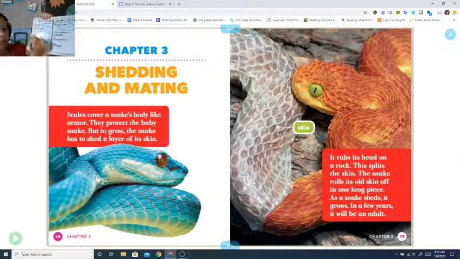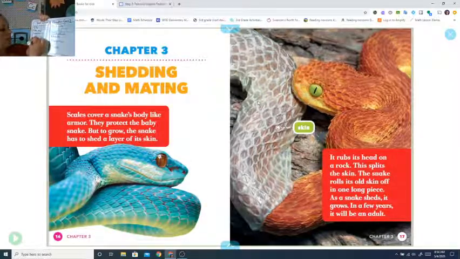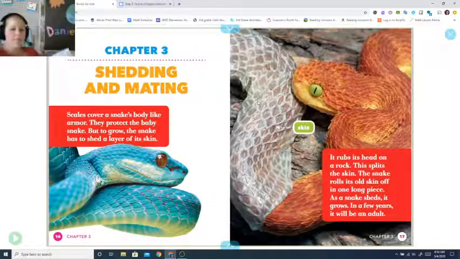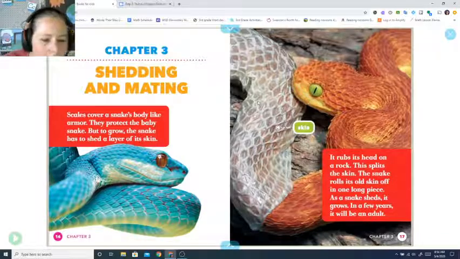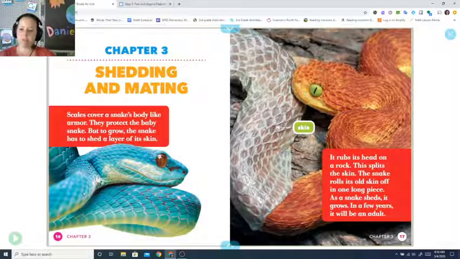So this one is called Shedding and Mating. Okay. So we've got that there. We've got our pictures. Ooh, I really like this blue-green color of this snake. That's really, really pretty. This orange one's pretty too. Both of those together are really pretty. So we've got those pictures of those snakes.